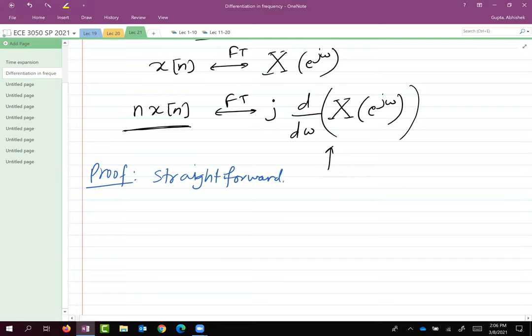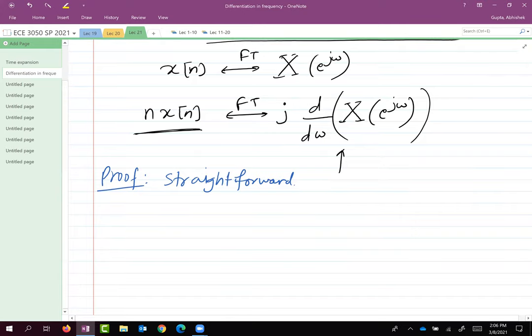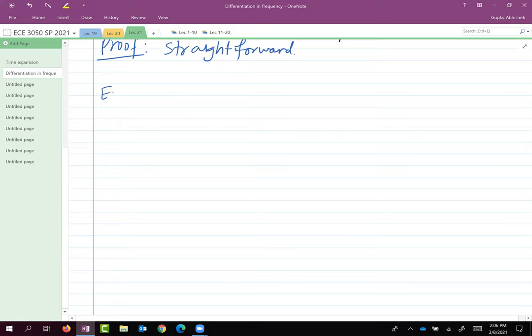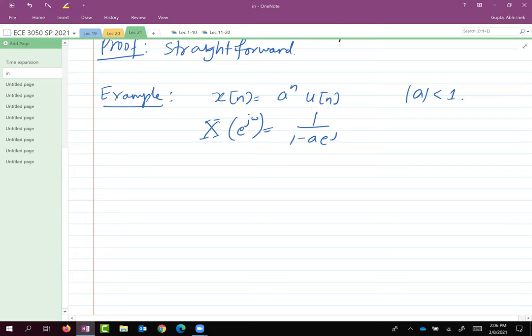The proof is fairly straightforward. Let's look at an application of this. So let's say my signal x[n] is a^n u[n], with absolute value of a less than 1. And the Fourier transform is X. Now let's consider Y(e^{jω}).